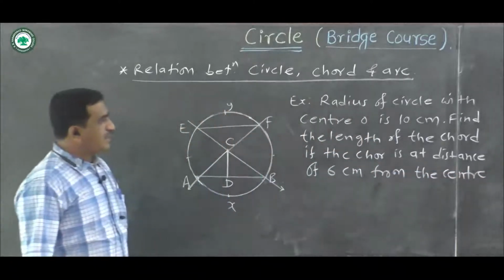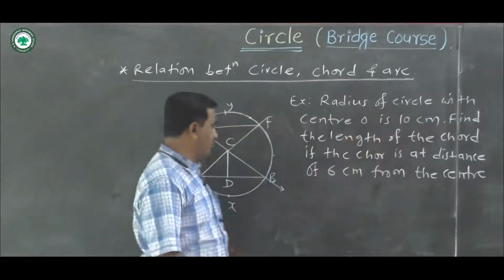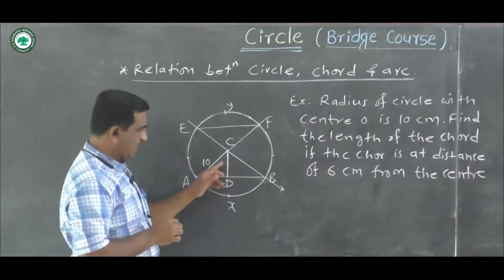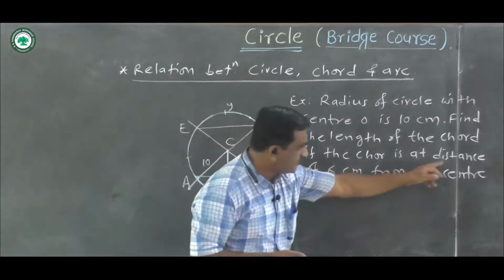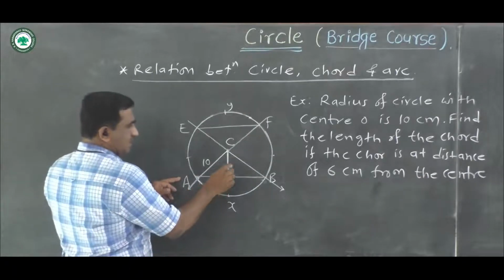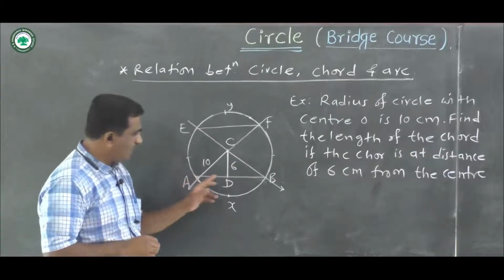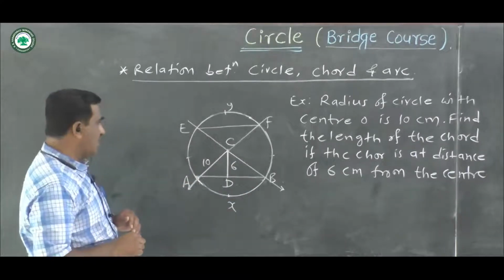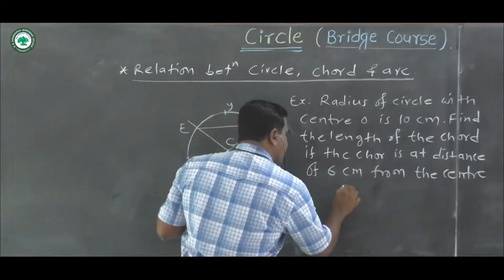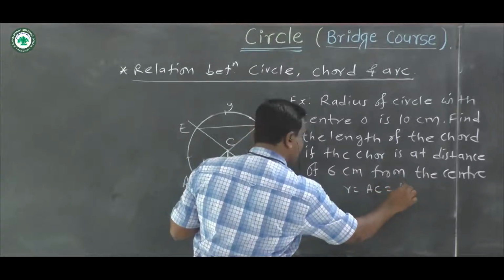Now in this example it is given that the radius of the circle is 10 centimeter. Suppose this is the radius, CA equal to 10 centimeter, and also it is given that the distance of the chord from the center is 6 centimeter. This distance CD is equal to 6 centimeter, and we have to find the chord AB. Now here, triangle ACD.